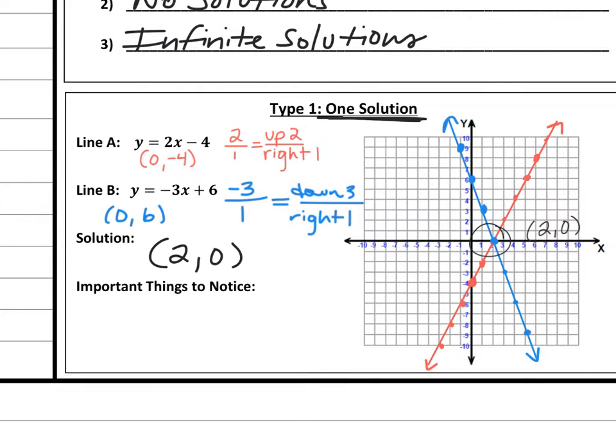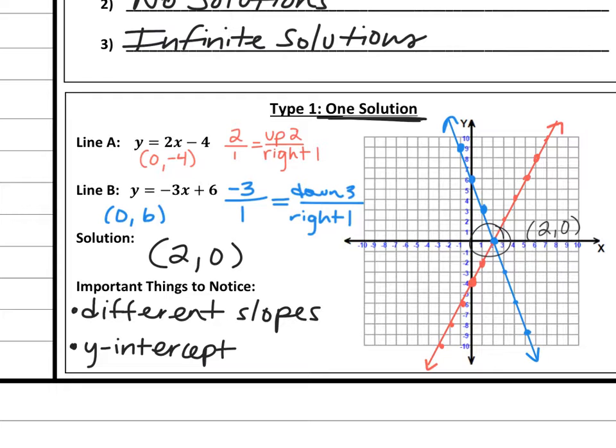They have different slopes, which is what causes them to have one solution, because they're turned different ways. But the y-intercept does not matter. I need you to write that down because eventually I'm just going to give you equations. You've got to tell me how many solutions it has. So the y-intercept can be the same, but the slopes have to be different. That way they cross at that one spot.